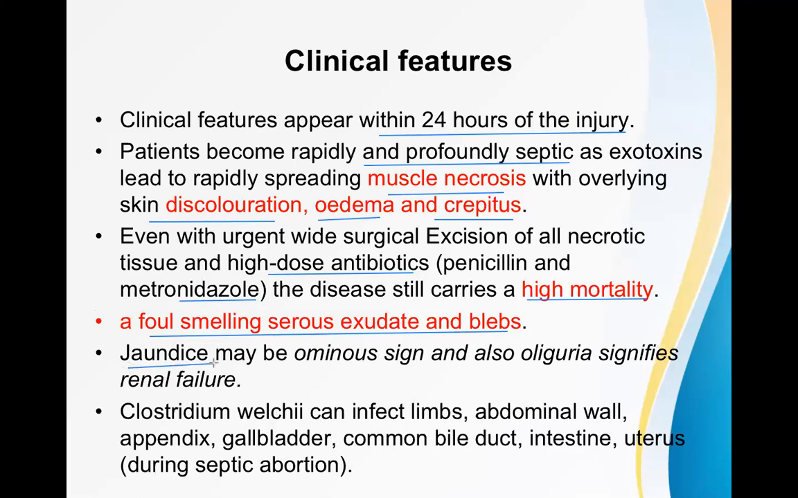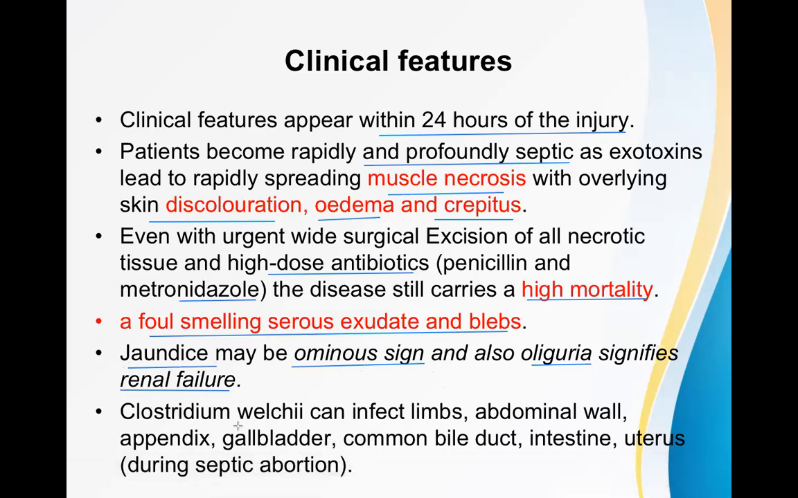Jaundice can be seen in the patient if the liver is affected. That means the infection has already spread to the liver. So this is considered a very ominous sign. Ominous sign means it is already a very advanced stage. And oliguria, now every student knows, oliguria means decreased urination. So decreased urination occurs in renal failure, again another feature of septicemia.